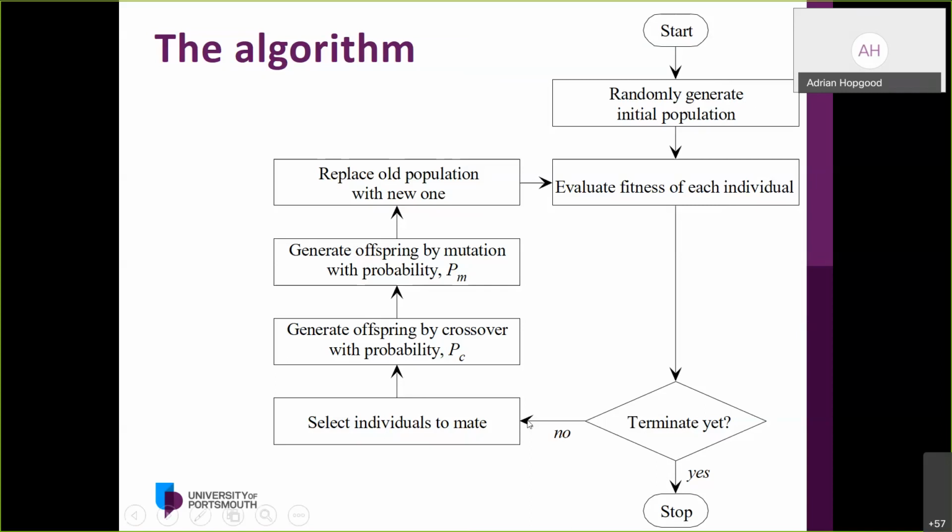Assuming you're not terminating just yet, you choose the fittest individuals, and they will reproduce. They reproduce by a process of crossover. I'll explain what that means in a minute. You can add some diversity to your population by mutation, and then you have a new population that replaces the original one. And you repeat. And because you're selecting the best individuals to reproduce, at each generation, the population tends to migrate towards an optimum.